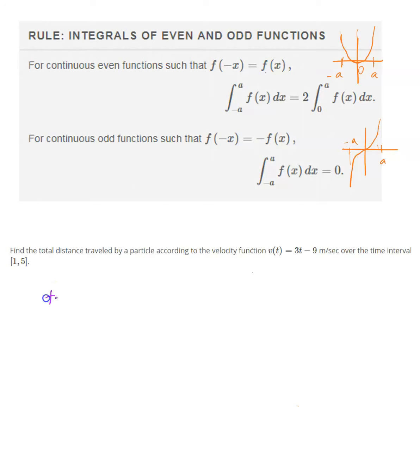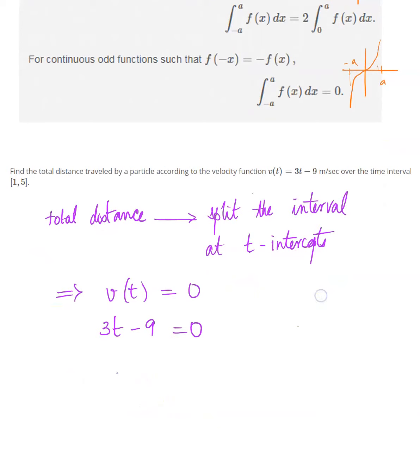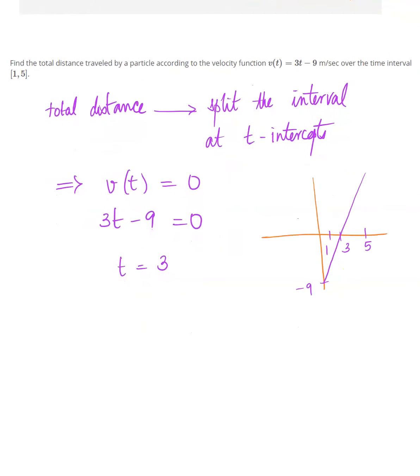Whenever they ask for total distance, we need to make sure that we split the interval at the t-intercepts. Usually we use the x-intercepts, here it's called the t, so the t-intercepts. And how do we find the t-intercepts? This means you set your velocity function to 0, which is 3t minus 9 equals 0. Solve for t. t gives us 3. When you look at this sketch, you can see that your velocity will be negative from 1 to 3. The velocity is positive, right, from 3 to 5.